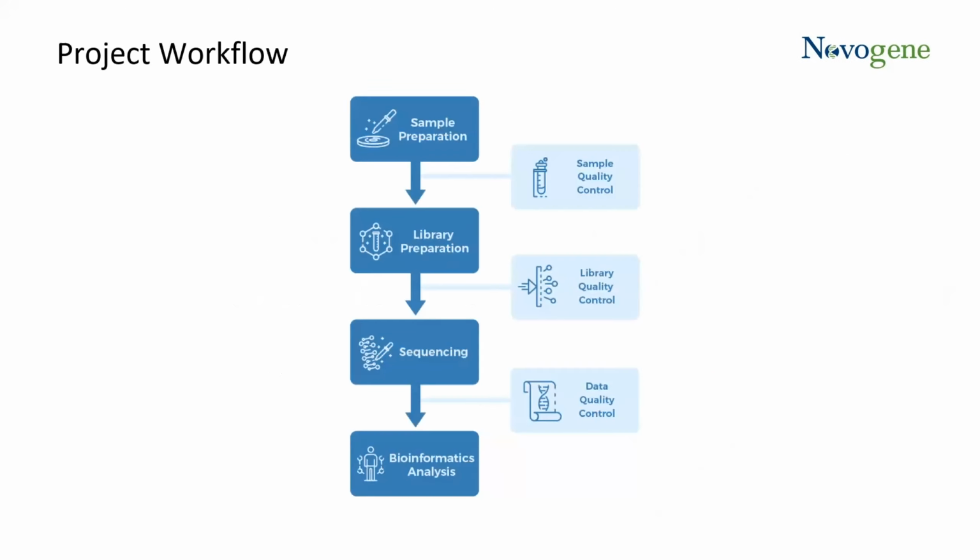So in this slide, we'll be able to see an overview of our workflow. It starts with sample preparation, sample quality control, library prep, library quality control, sequencing, data quality control, and lastly, the bioinformatic analysis. So let's take a deeper look into each one of these subsets, starting with the sample preparation.